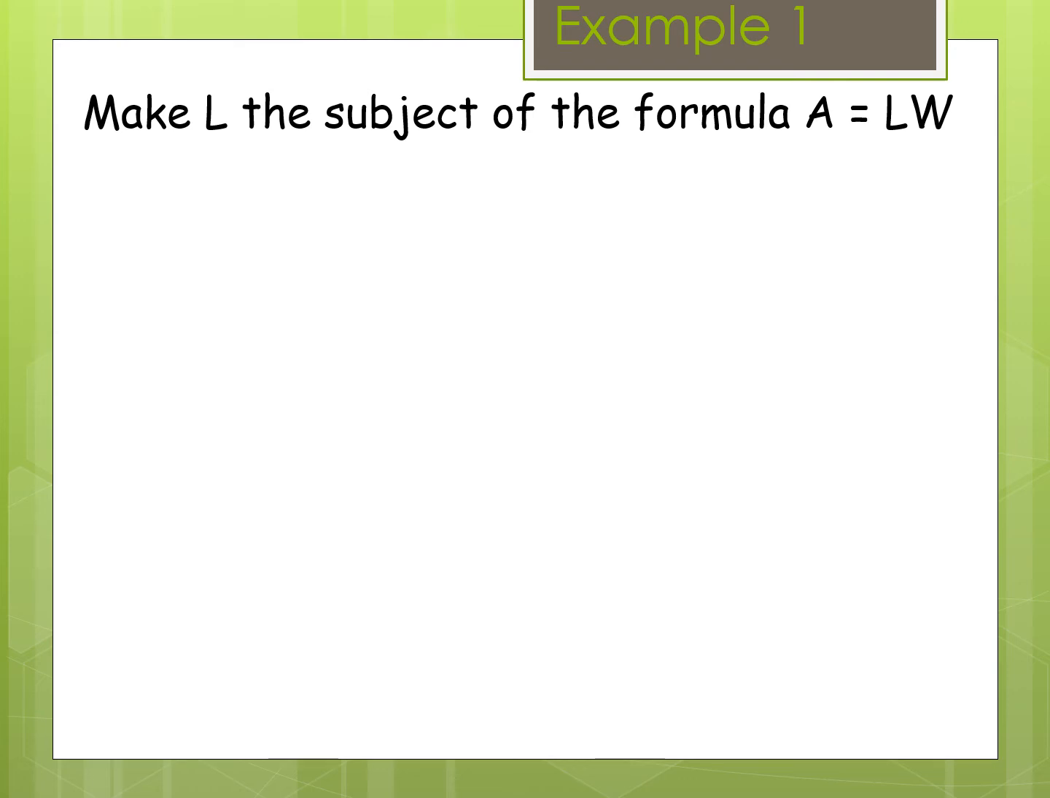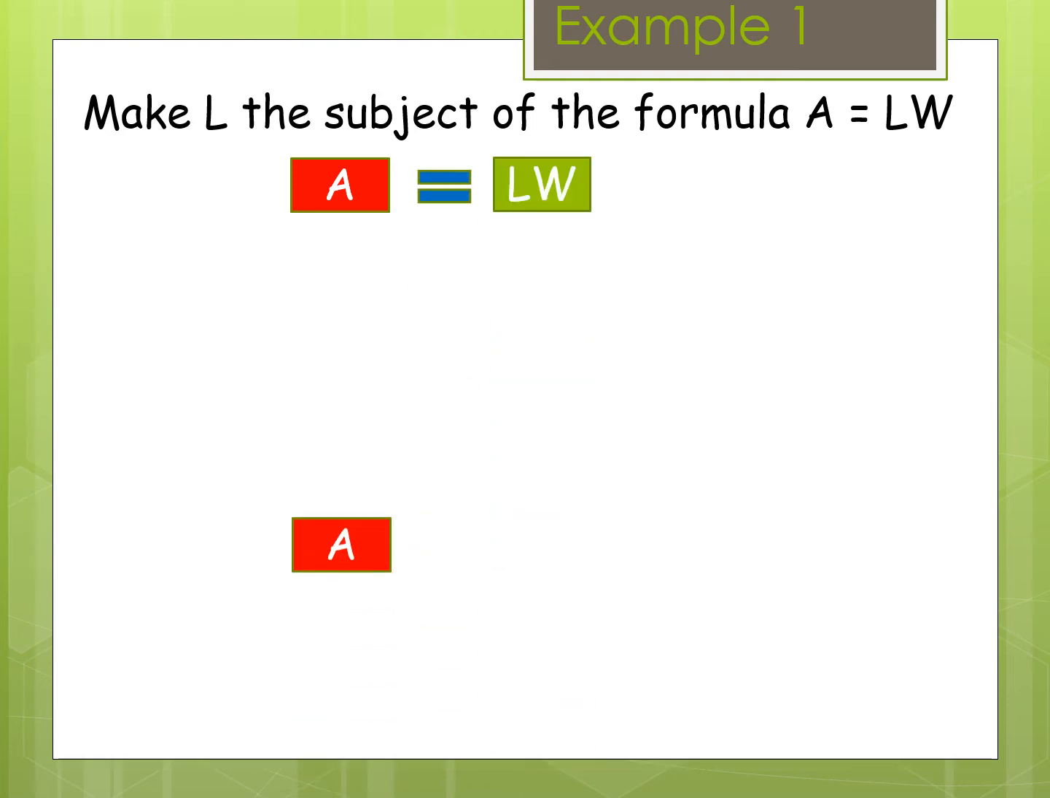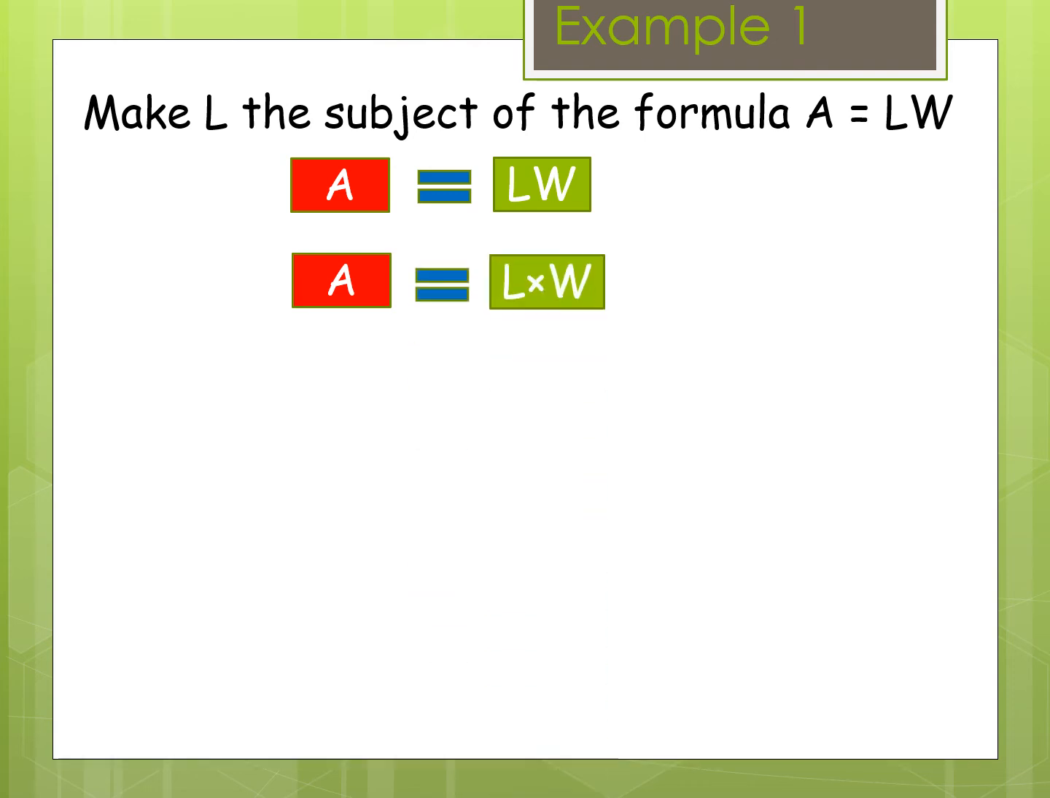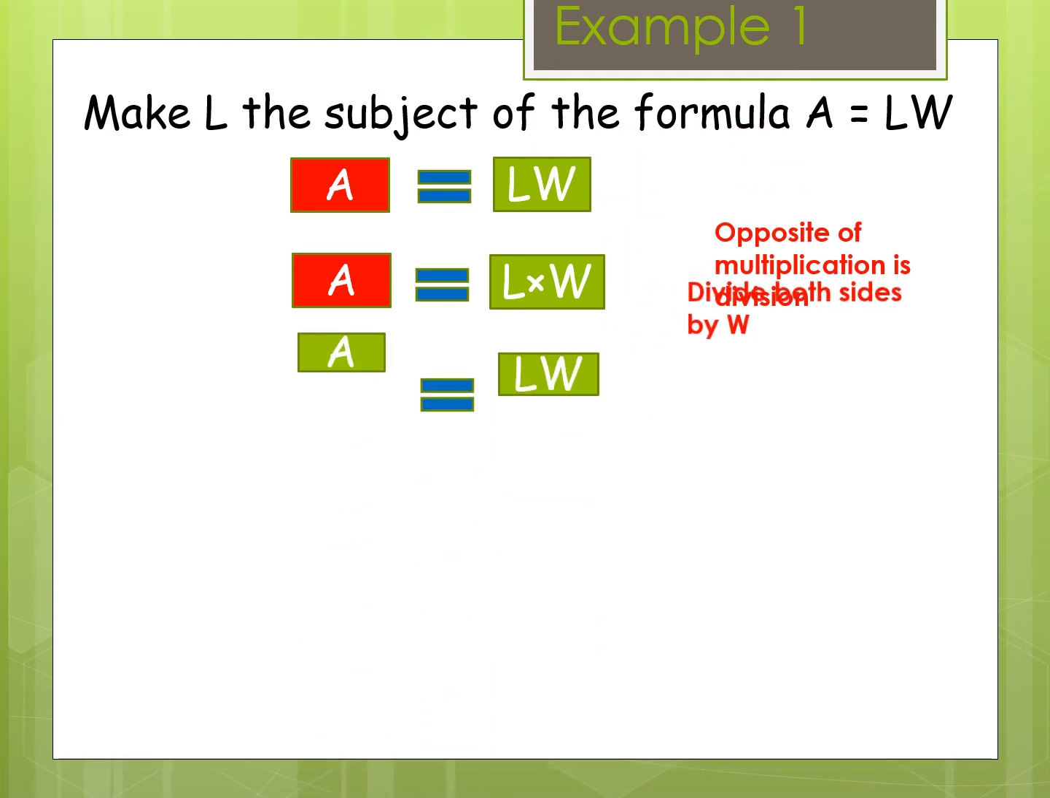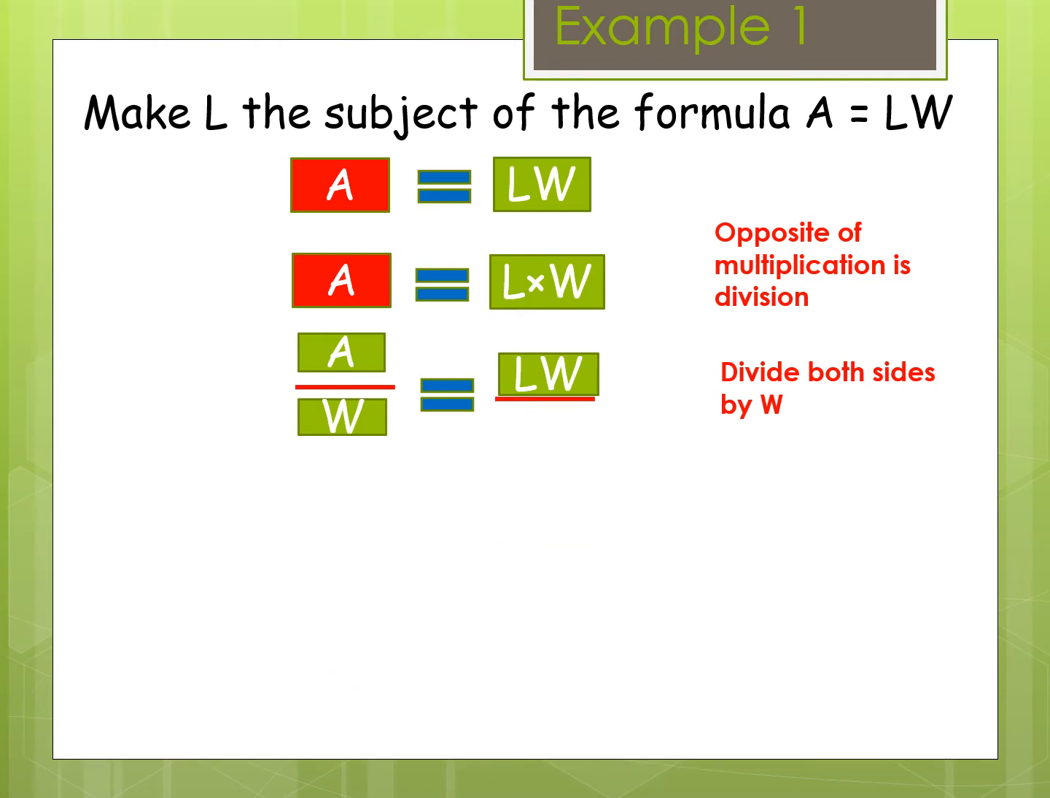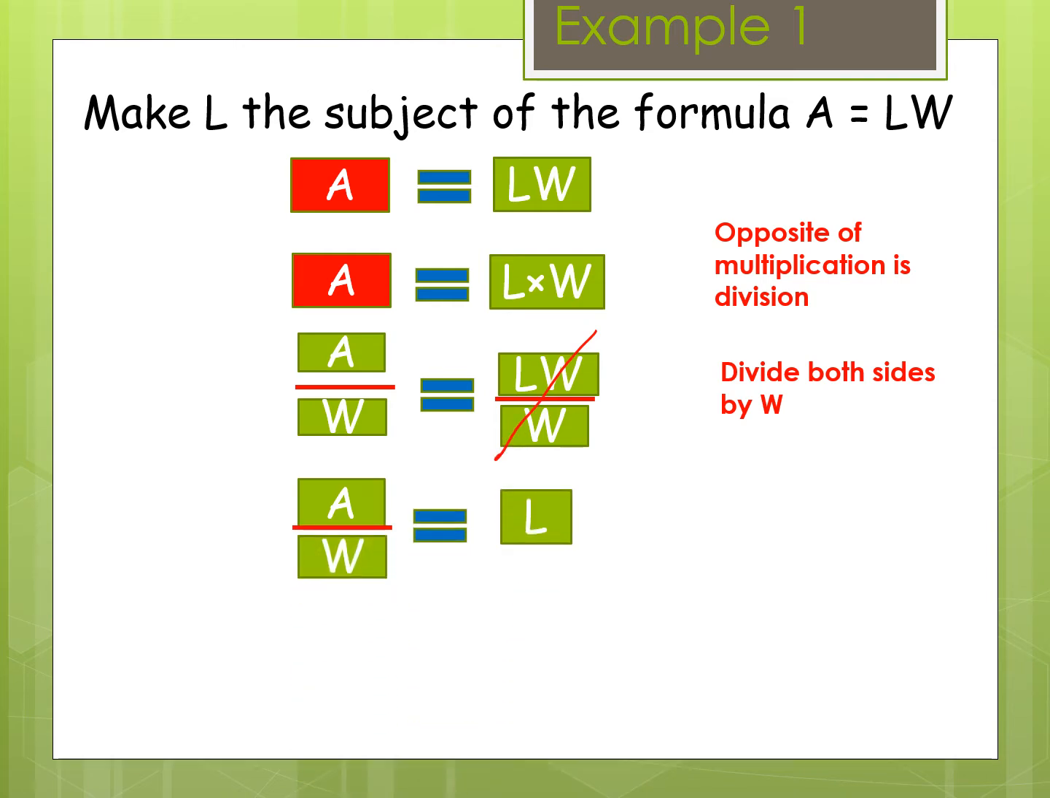Example 1. Make L the subject of the formula A equals LW. Now A equals LW, area equals the length times the width. Something we need to recognize is that LW, 2 letters together, means that we're multiplying L by W. Now the opposite of multiplication is division. So what we're going to do is divide both sides of this equation by W. And when we do that, it's going to cancel out the W's and we're going to be left with L.